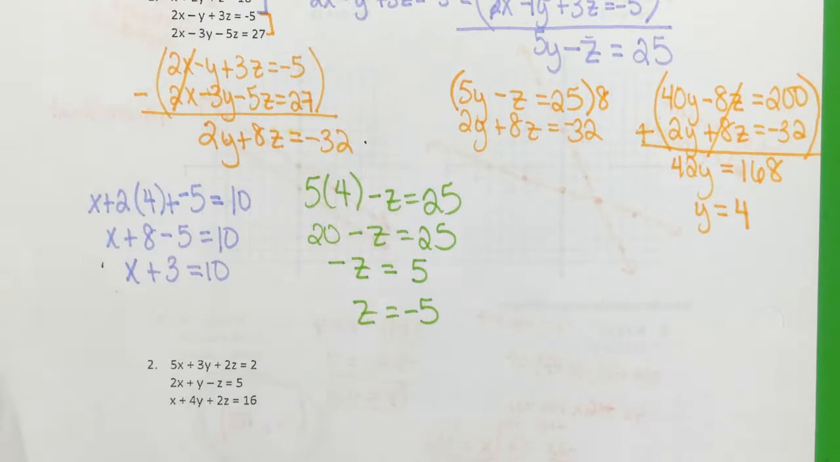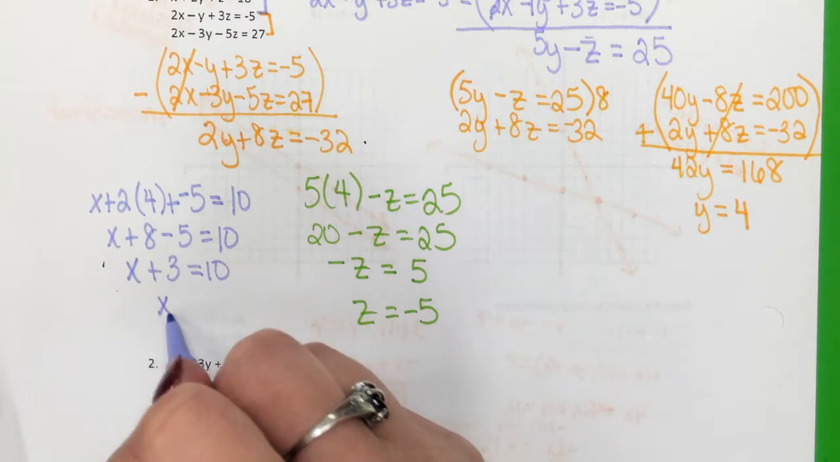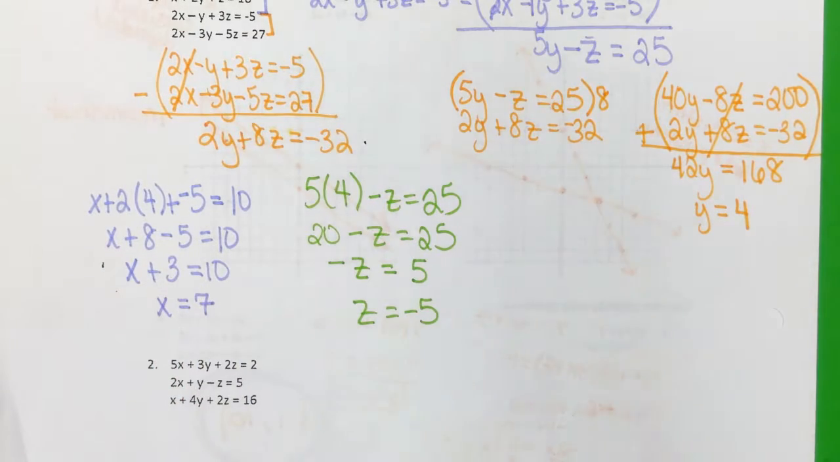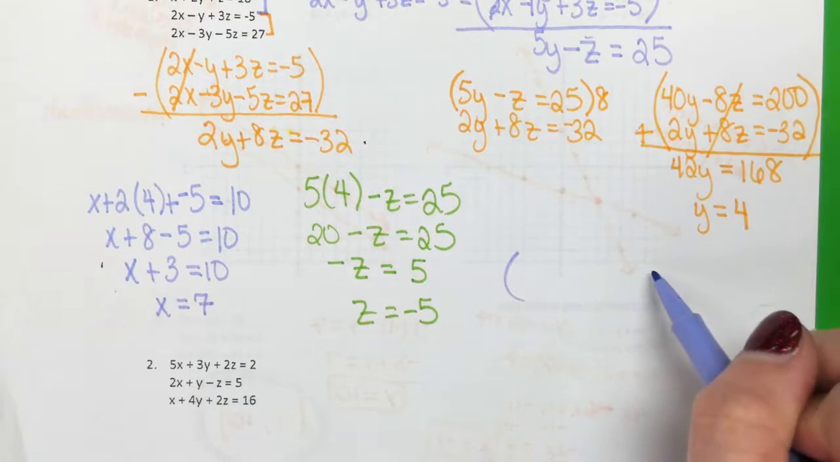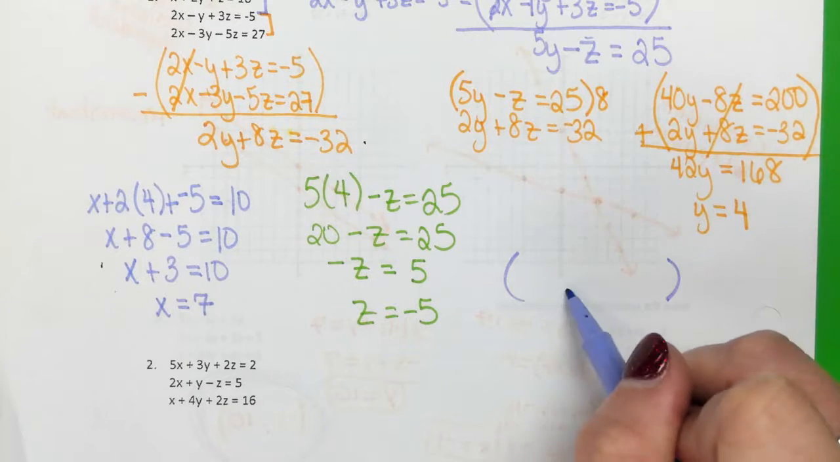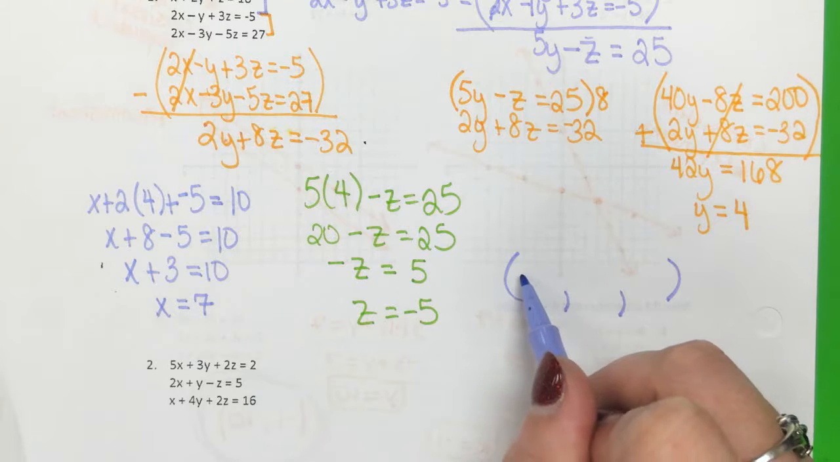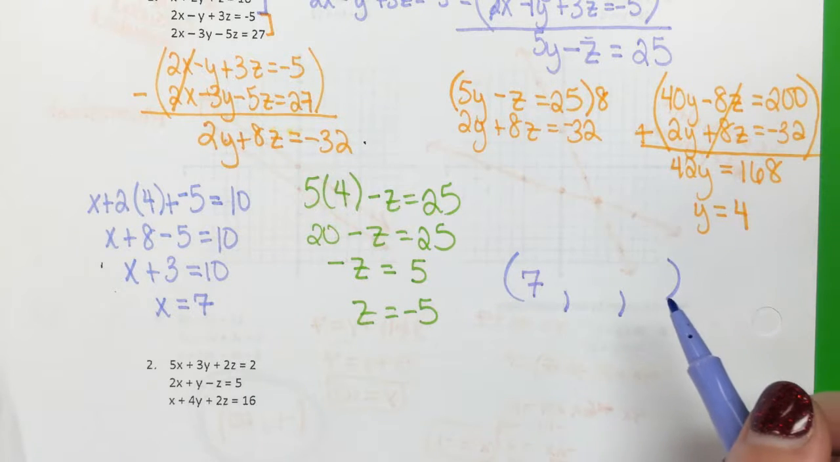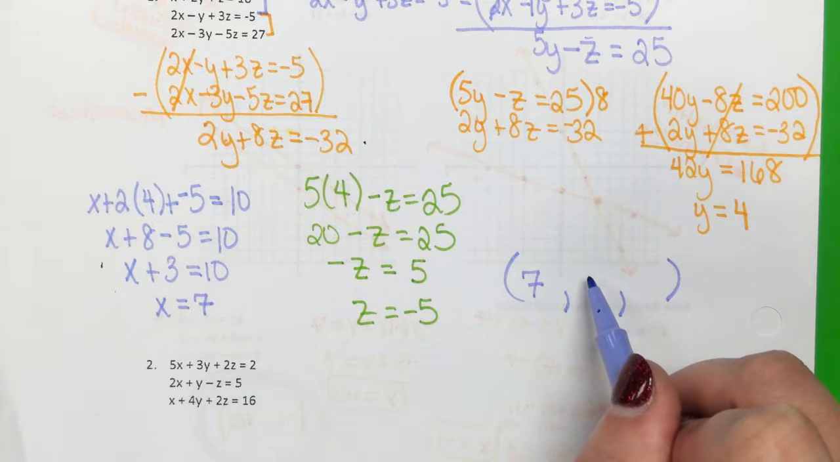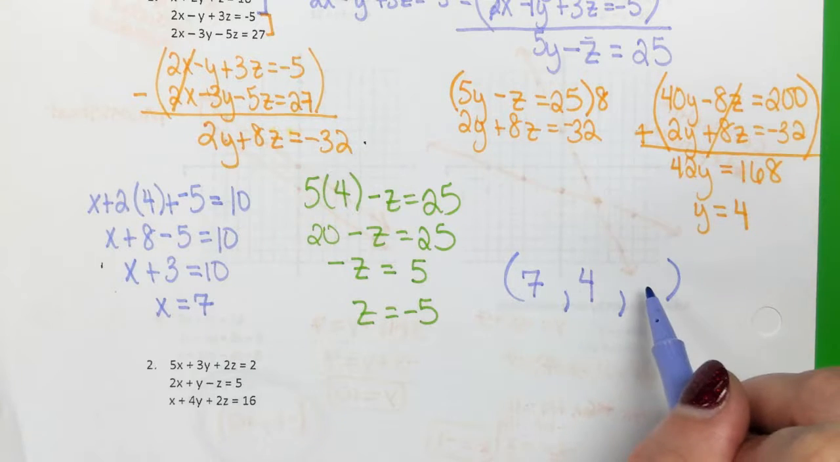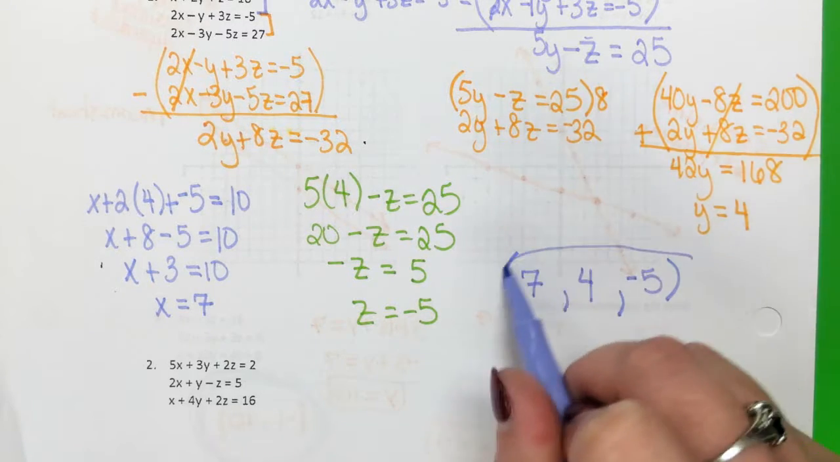Alright, so we said 8 minus 5, right? Y'all okay? And then we subtracted, and what did you get? x equals 7. Beautiful. Alright, now you've got one big, huge, honking ordered triple. Which one goes first? x is 7. Then what? y is 4, yep. Then z is negative 5.